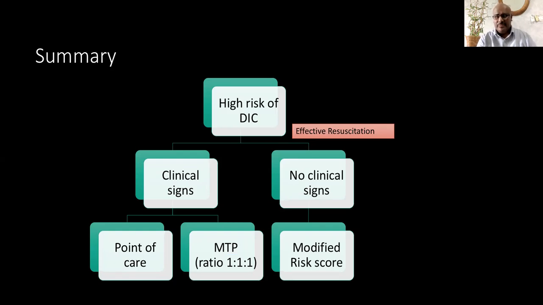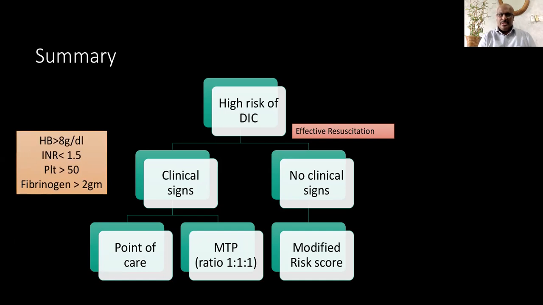The current recommendation is to have a massive transfusion protocol using a ratio of 1 to 1 to 1. So ladies and gentlemen, early use of FFP has been proven to significantly reduce the need for other additional blood products. So the target is to keep the hemoglobin above 8, to keep the INR below 1.5, you can use early FFP, and to keep the platelets above 50 if the patient is not bleeding, or above 75 if the patient is bleeding.